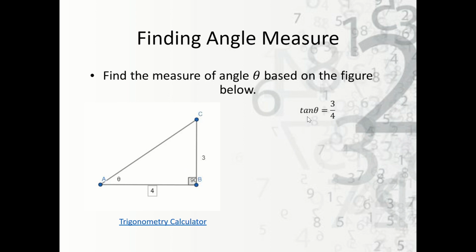Now we can't use tangent here because that's not going to help us with theta, so we're going to need to use inverse tangent. So this will be inverse tangent of 3/4 is equal to theta. Now we can go ahead and plug that into our calculator. So we'll put in inverse tangent of 3/4 into the calculator, and when we do that, we should get 36.87 degrees.